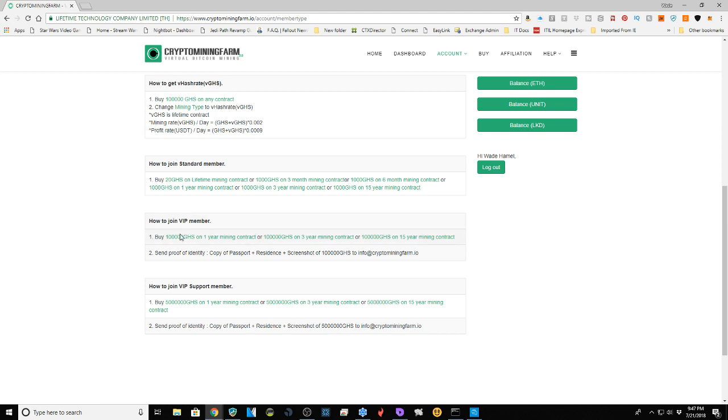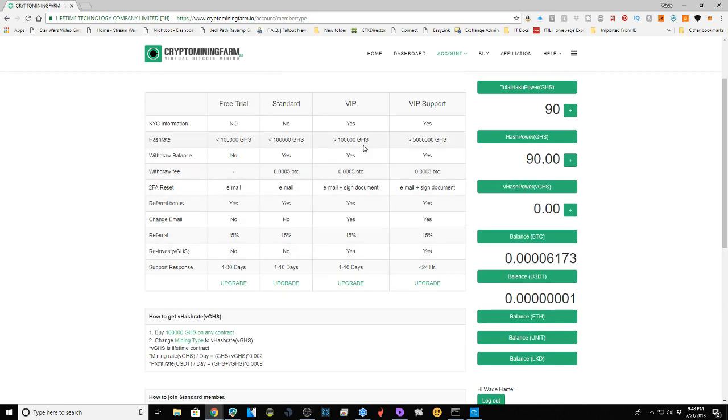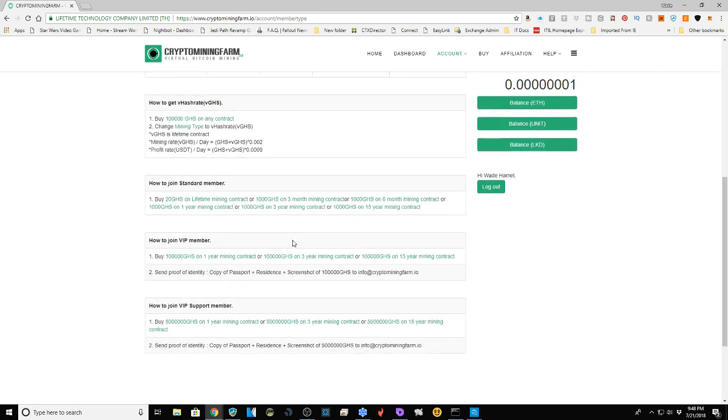How to become a VIP member: buy 100 terahash in a 1 year mining contract, or a 3 year contract, or a 15-year contract. So the lifetimes don't count towards becoming a VIP member. You actually have to buy it in a 1 month, 3 month, or 5 year contract. I don't know if that's cumulative, so I don't know if that hash rate has to be matched constant, or you have purchased up to. They're a little unclear on that.